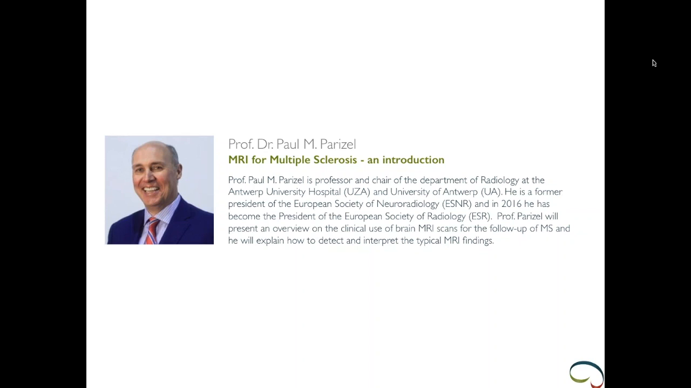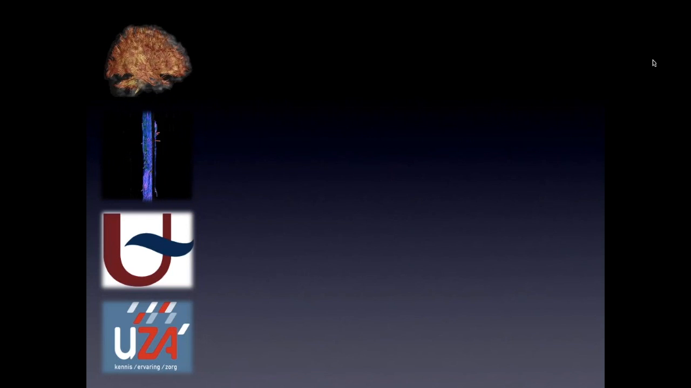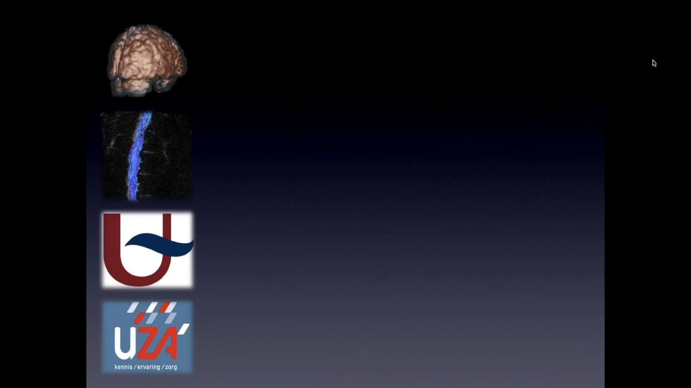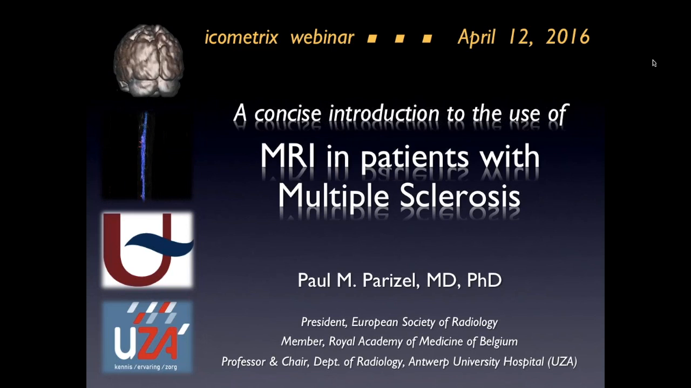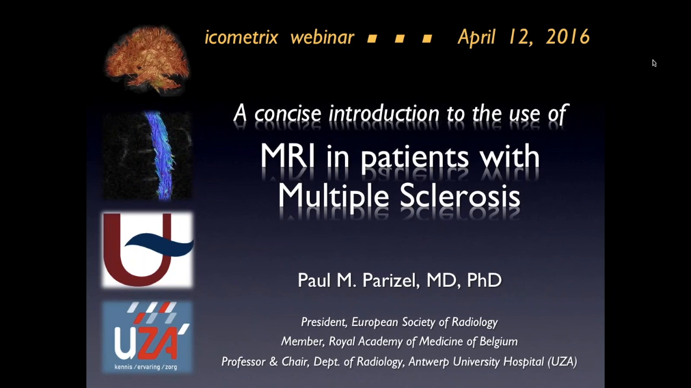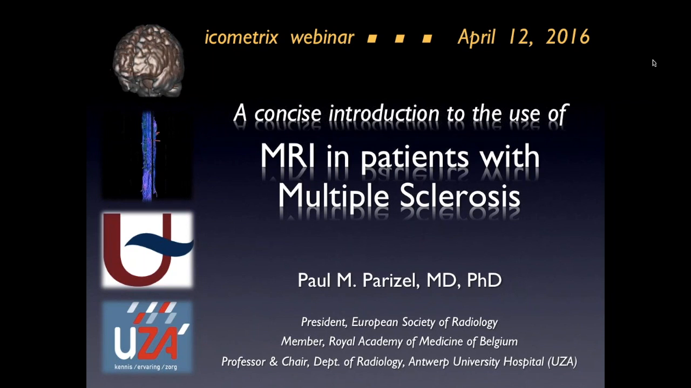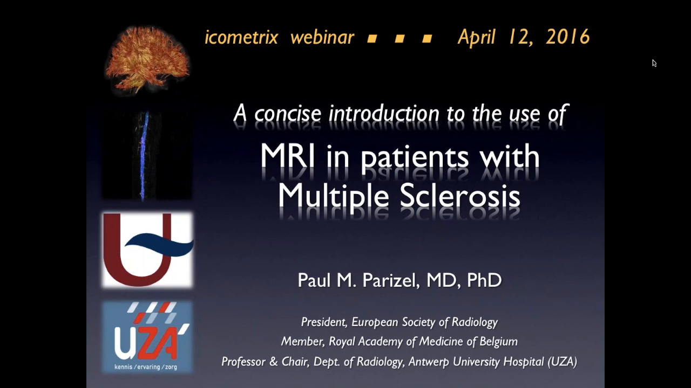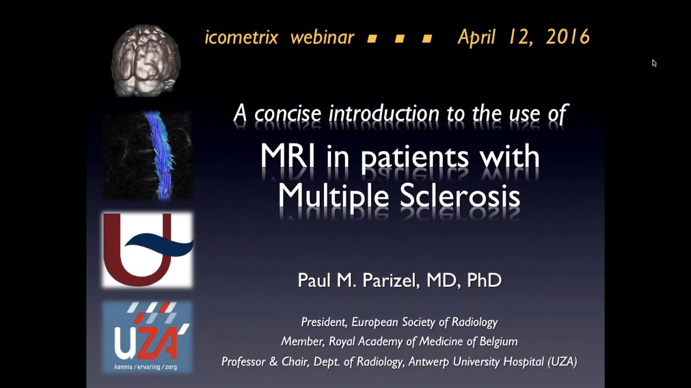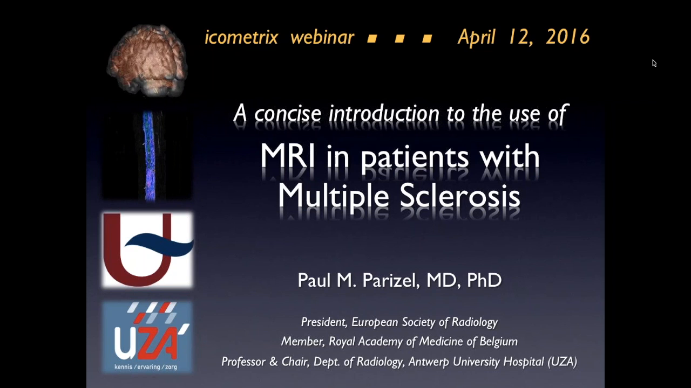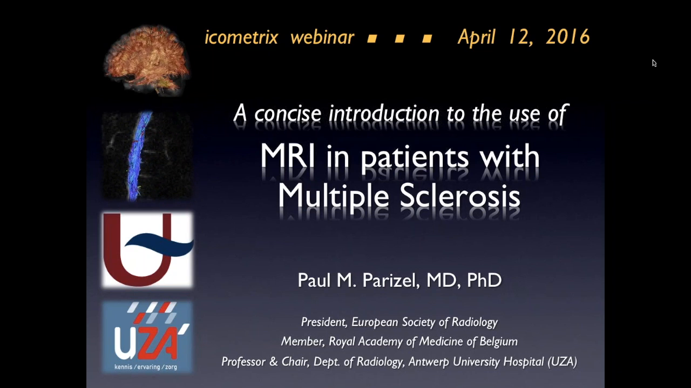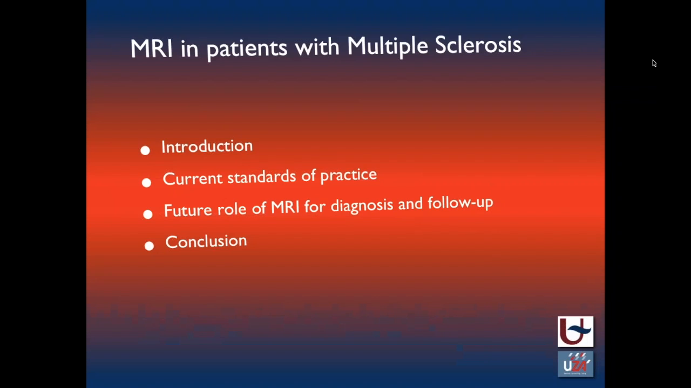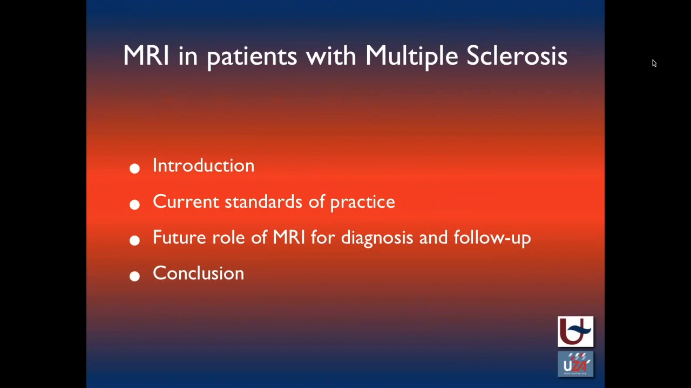Likewise, it's a pleasure. I would like to start by showing some information about MR imaging in multiple sclerosis. As you mentioned, I'm a neuroradiologist by training. I'm the chair of the Department of Radiology at the University of Antwerp, and I'm currently serving as the president of the European Society of Radiology. So this is the outline of what I would like to share with you during the next 10 or 12 minutes. We're going to have a short introduction.